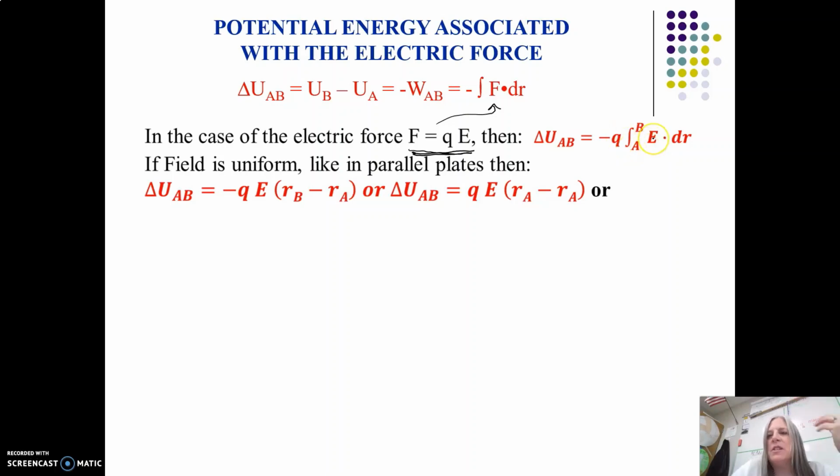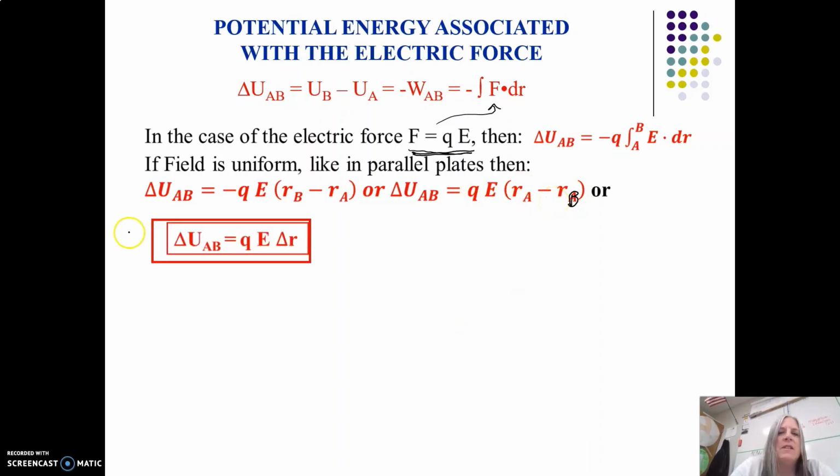And when we do that, the integral of dr is just r. And so our limits would be rb minus ra. And of course, we have a negative out here. It wouldn't be negative if we were talking about the work done, but it is for the potential energy change. And so, if we get rid of the negative, that should be QE times (ra minus rb). Or we could just think of it this way, that the change in electric potential energy is Q times E times the change in position.